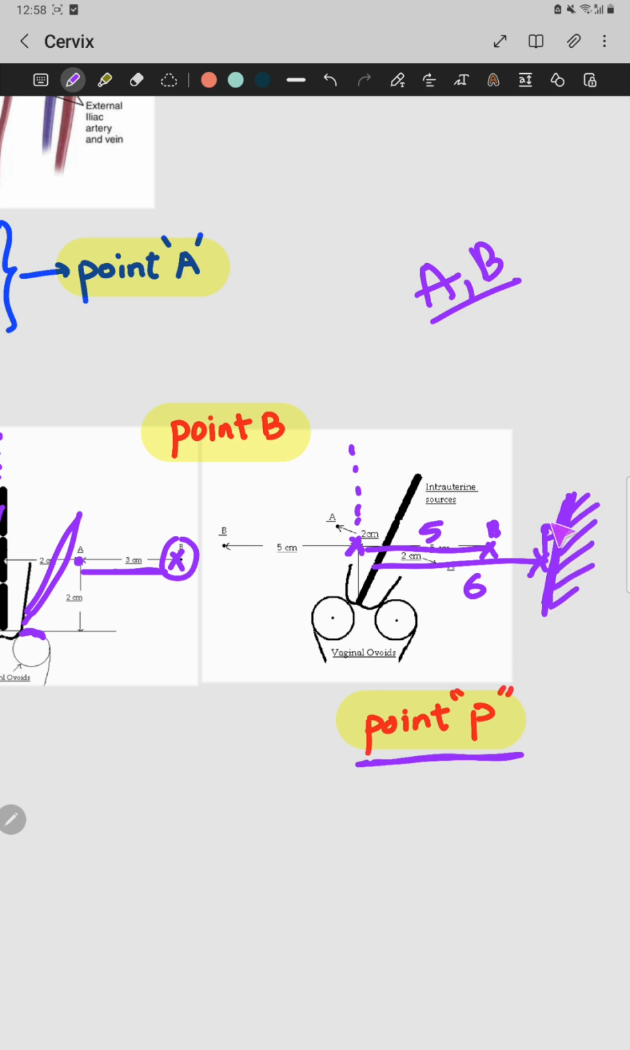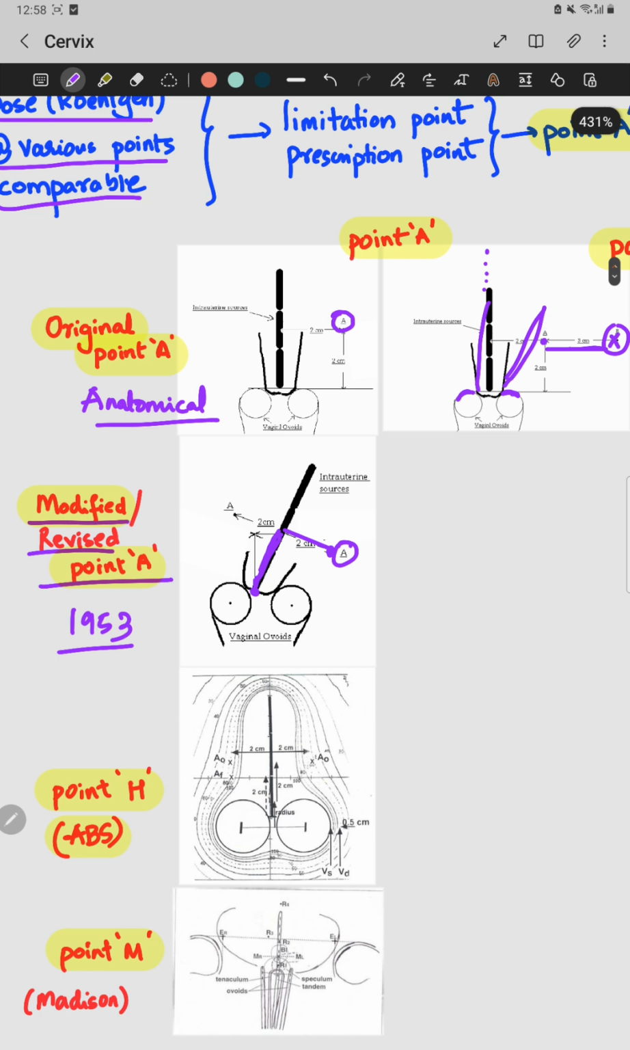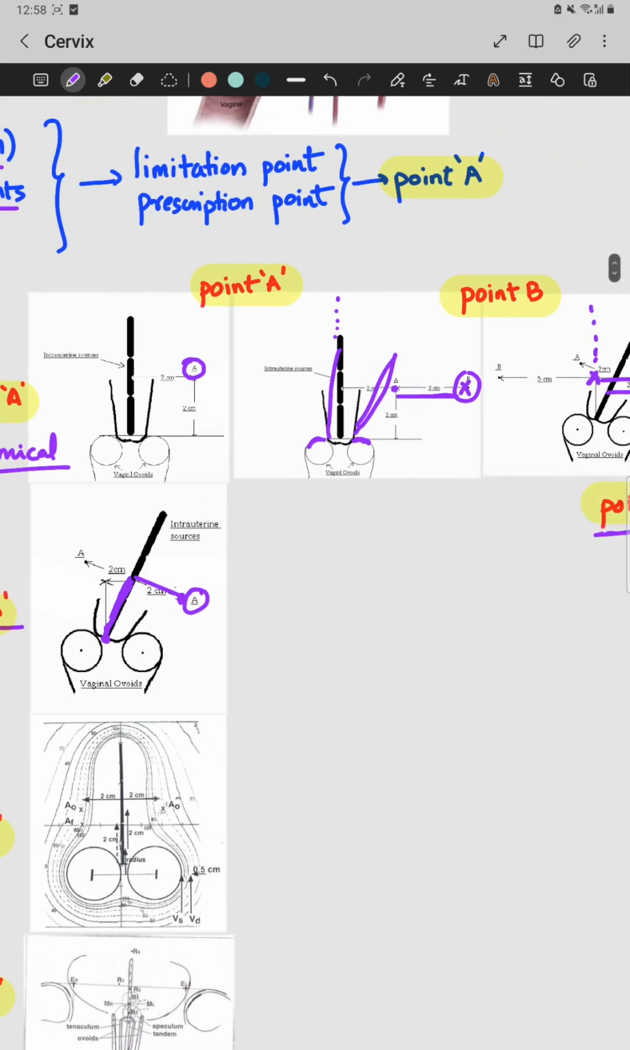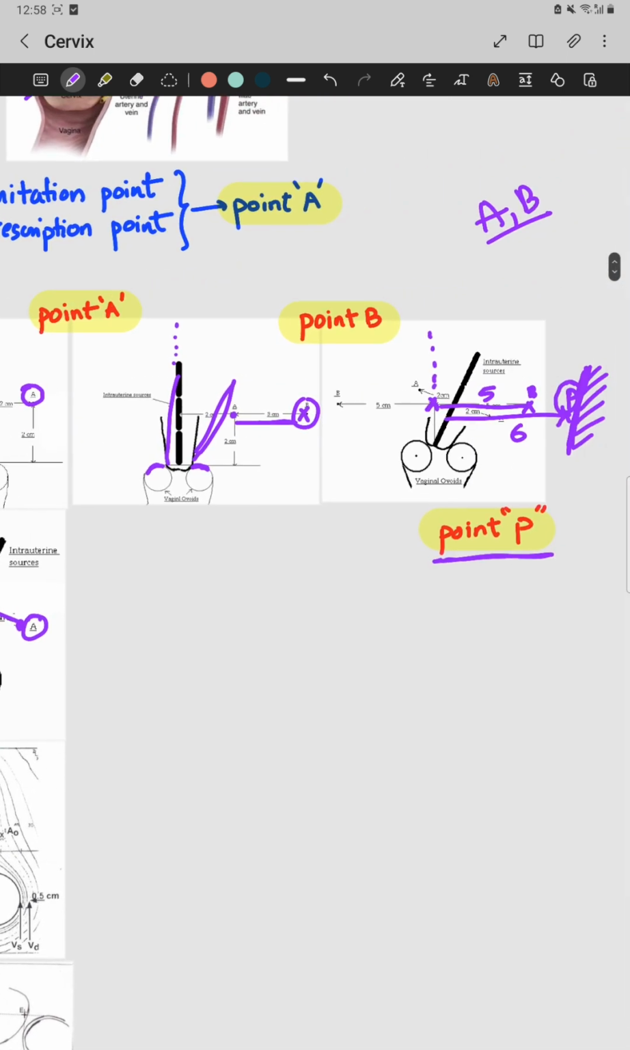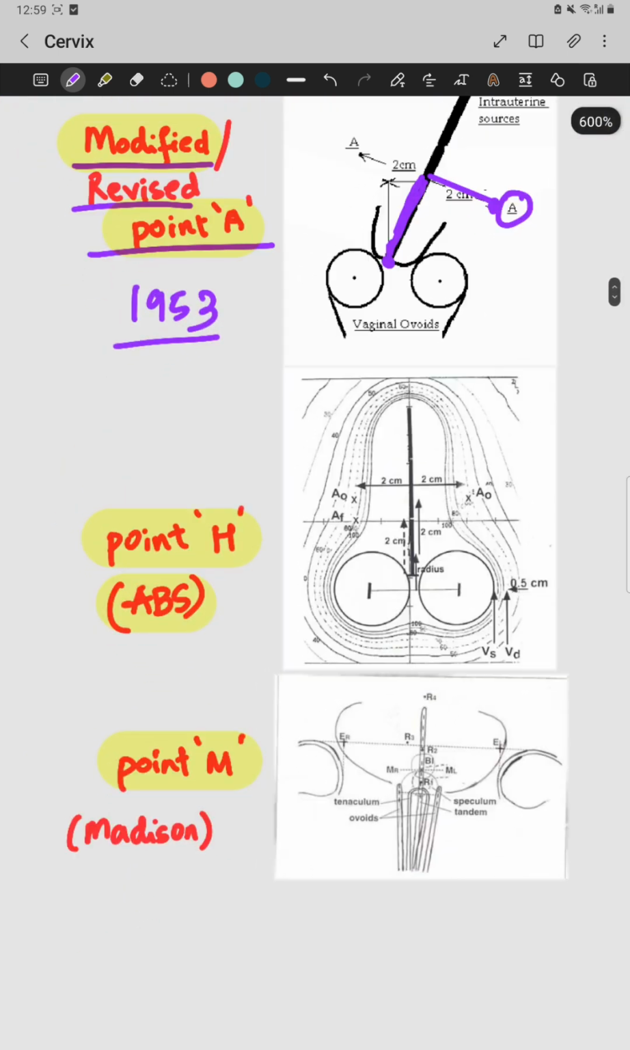So this is the lateral most point, this is point B. Now we discussed original point A, we discussed modified point A and point B and point P. Now what is point H and point M?